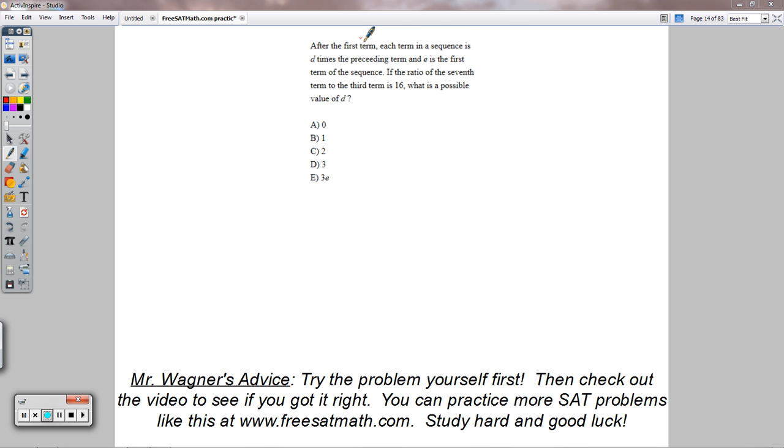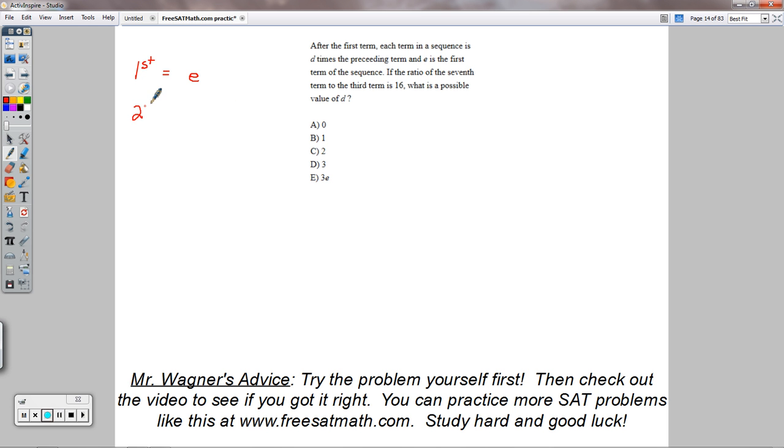It says, after the first term, each term in a sequence is D times the preceding term, and E is the first term of the sequence. So let me write this information down over here. Here I'll have my first term is going to equal E. We're not talking about the natural logarithm E, but just some variable, some number.